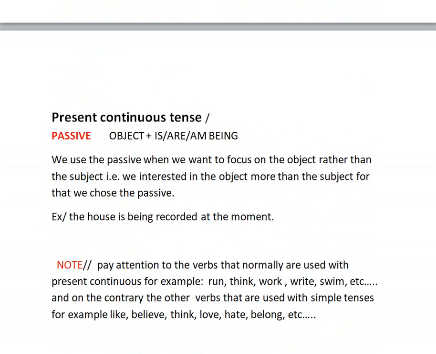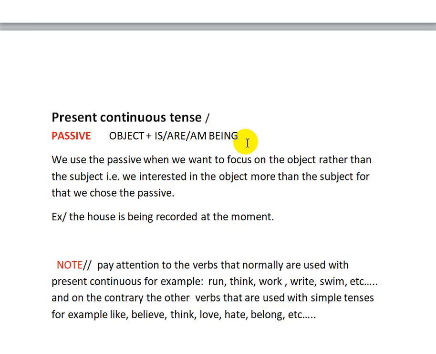Now this is about the active of the present continuous tense. What about the passive? The formula of the passive is object plus is or are or am plus being plus past participle. We use the passive also when we want to focus on the object rather than the subject. In other words, we're interested in the object more than the subject. For that, we choose the passive.